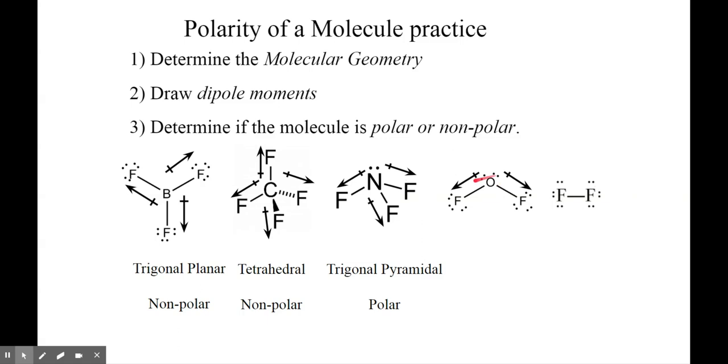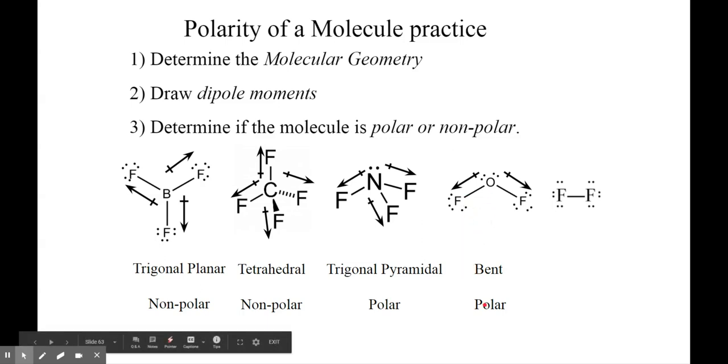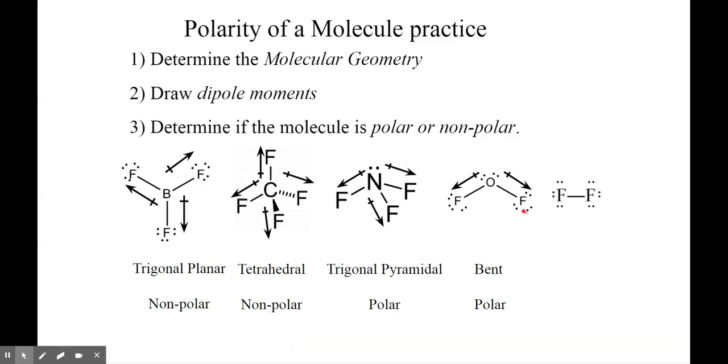OF2, again, there are 2 polar bonds, and hopefully you can even see here that it is bent. If it wasn't for these non-bonding pairs, this thing would be linear. But because those are there, it makes it bent. They don't perfectly cancel, and it's polar. So anytime there are more electrons on one half of the molecule versus the other, it's polar.